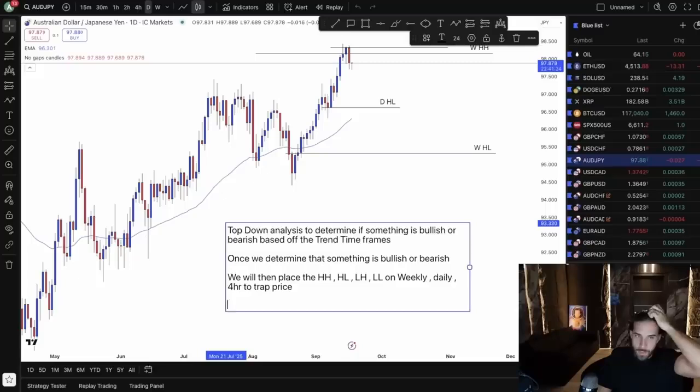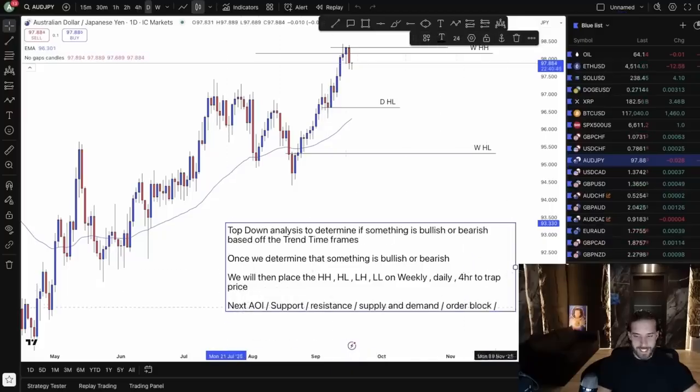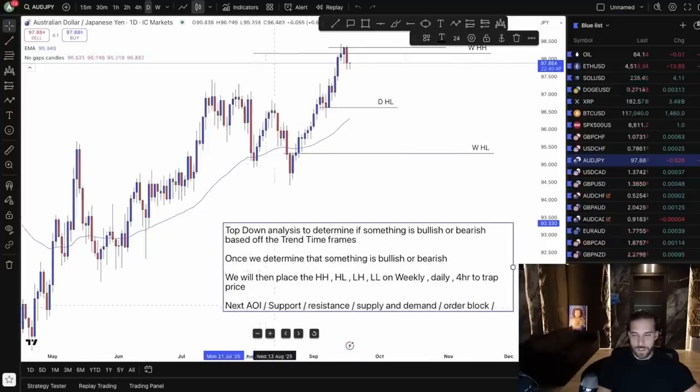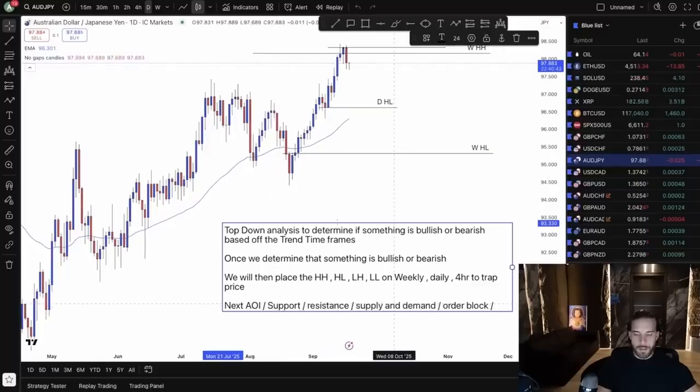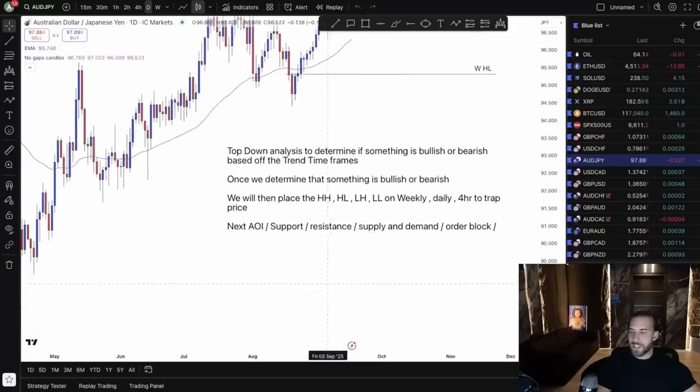After you have done your proper top-down analysis, next comes area of interest, support and resistance, supply and demand, order block. All of this stuff right here is the exact same thing. Area of interest is a support and resistance. It's a supply and demand zone, and it's an order block. So once you've done your top-down analysis, which is what we've done right now, next we move into support and resistance and all of this stuff. So let's get into that right now.